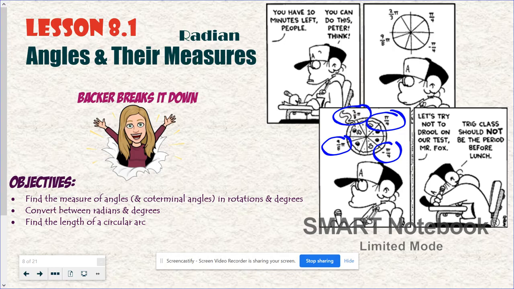In this episode, we explore angles and their radian measures. For example, pi over 4, 9 pi over 8, negative pi over 4. Those are radians.